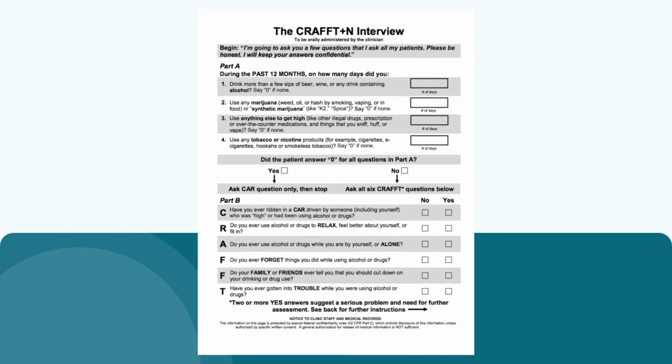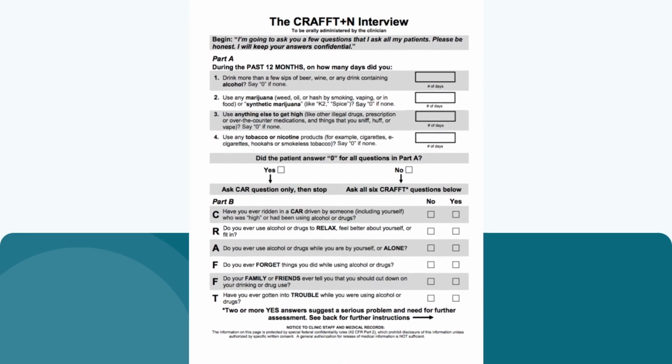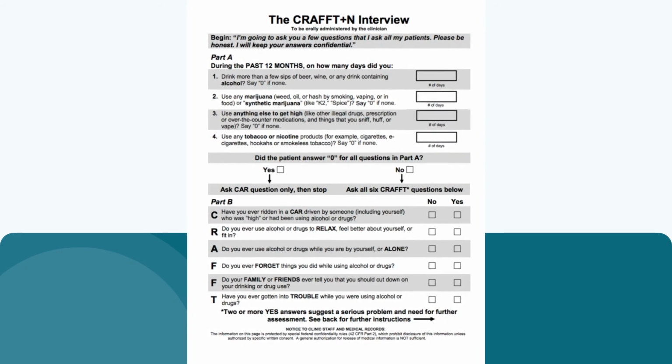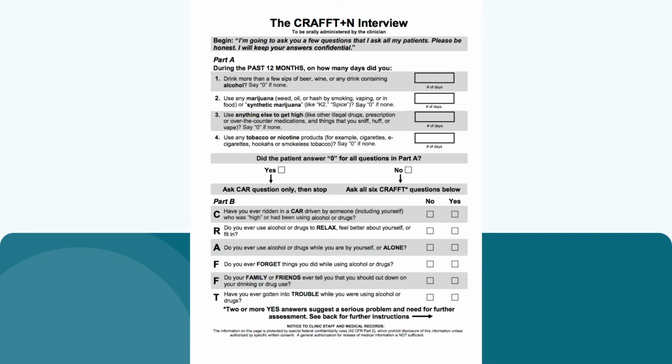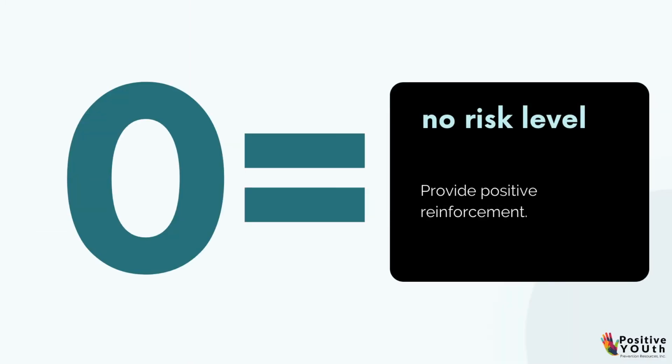Each of the screening tools has similar scoring. With the CRAFT being the most popular adolescent screening tool, we'll focus on the scores, risk levels, and recommended actions associated with it. If the patient scores a 0 and is at the no risk level, provide positive reinforcement.